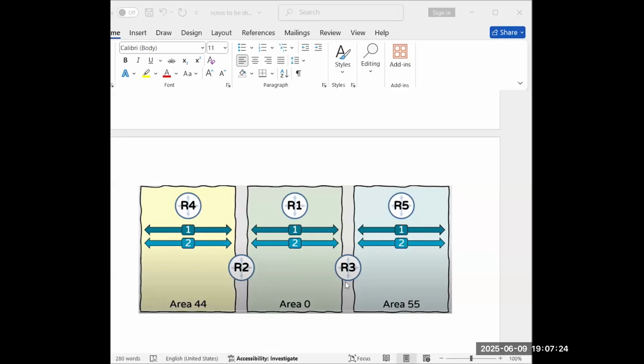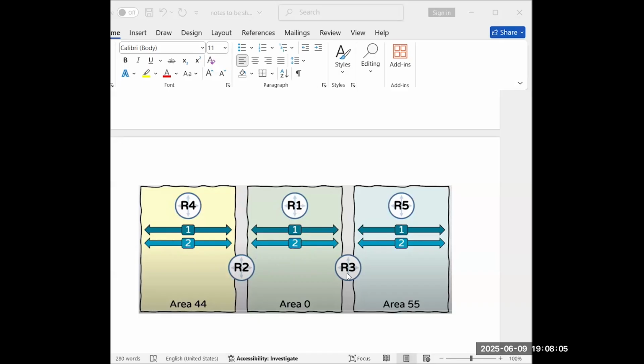So what R2 and R3 are going to do is summarize type 1, type 2, and type 3. Type 3 is nothing but the IP networks from the foreign areas. So all the networks connected in this area, along with the type 1 and type 2 information, it is going to send to a different area, to area 0. And in turn, what is going to happen? R2 is going to send the type 1, type 2, type 3 update to R1.